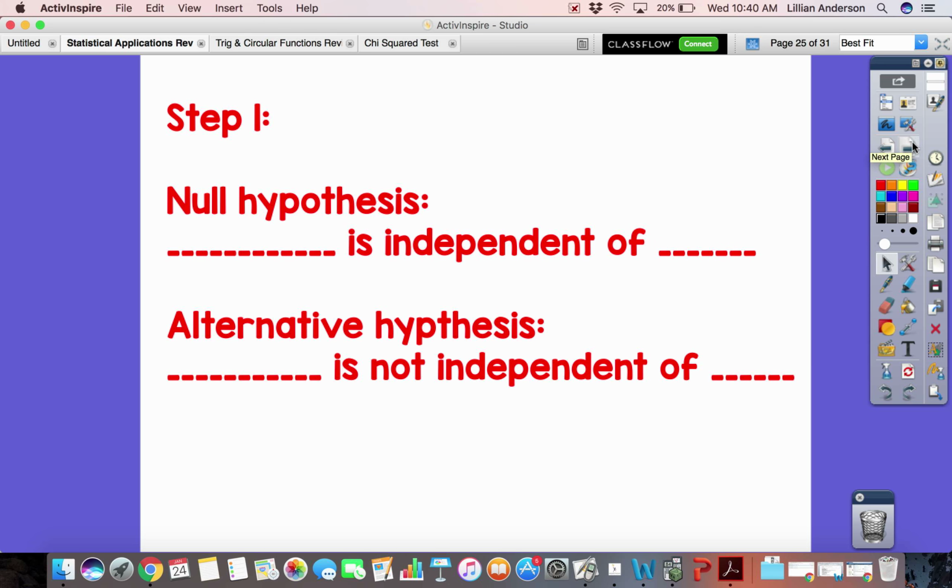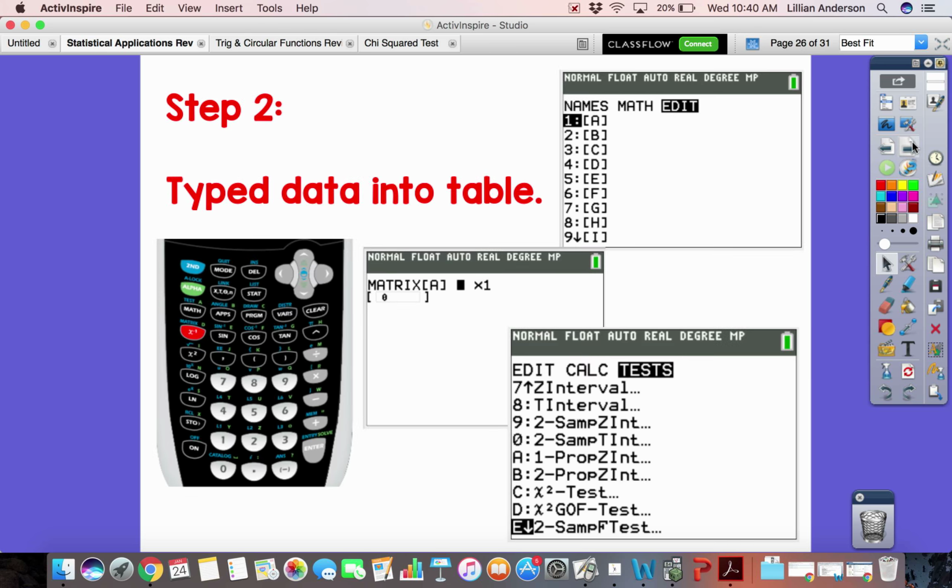Okay. Now step two. This is when you had to go into your calculator and type in your data. Okay. For your IAs, you had to do chi-square by hand, but for your actual exams, you actually can use your calculator. And so remember the process of doing this to type in the table was you had to go to your matrix, and you got your matrix by pressing your second button and your x to the -1 button.